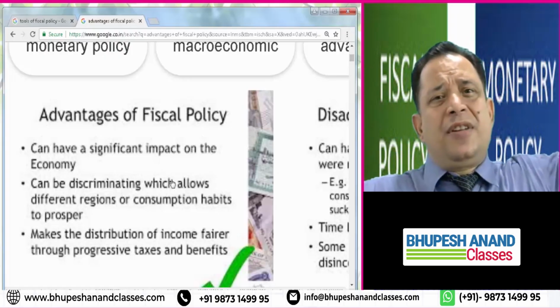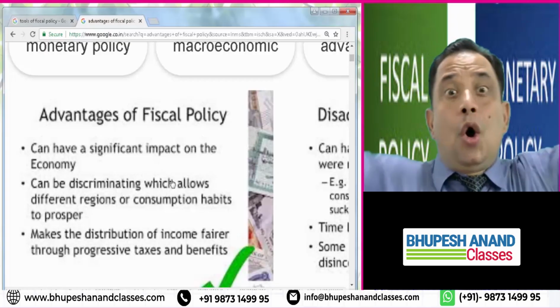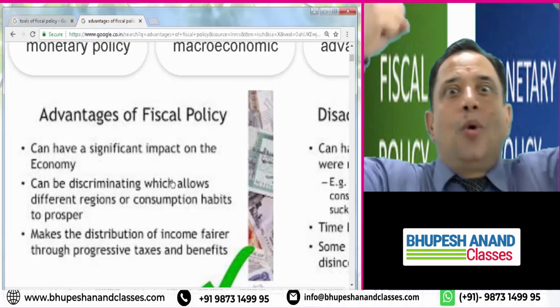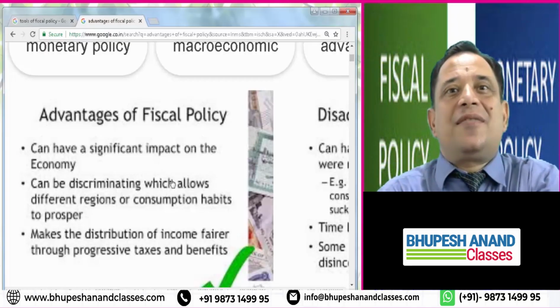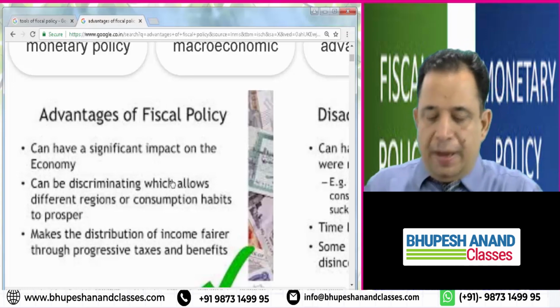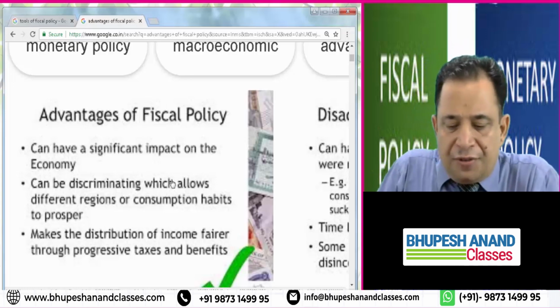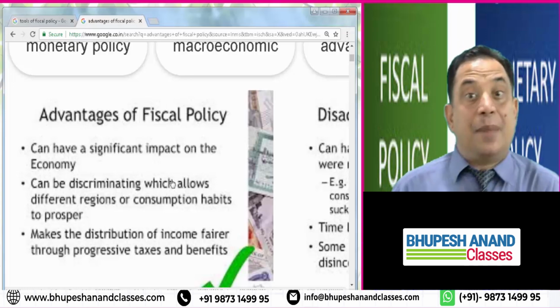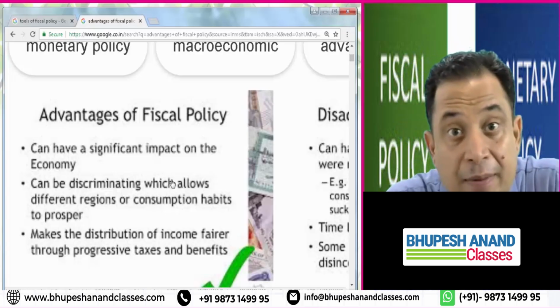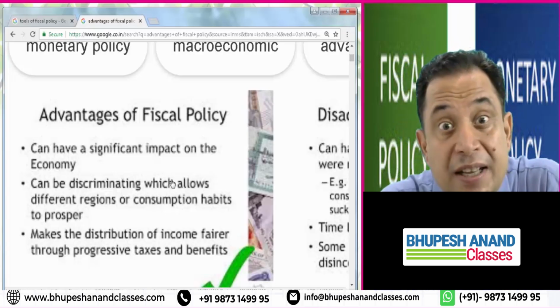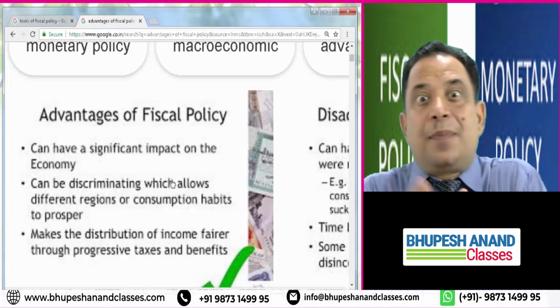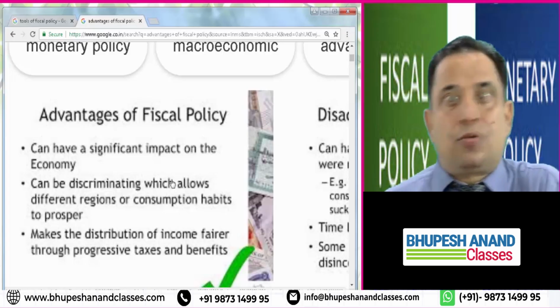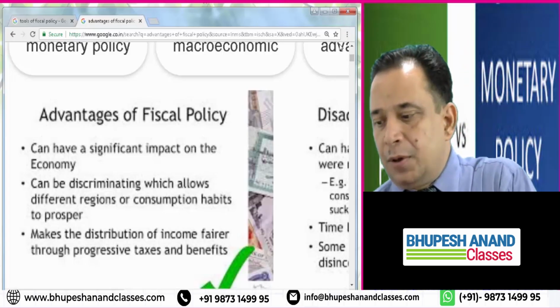There should not be any difference between this region and that region. All the regions should grow. That is the main objective of fiscal policy. Make the distribution of income fairer through progressive taxes and benefits. It means income tax and wealth tax are progressive in nature, and once they are progressive, we can charge more tax from the rich people as compared to the poor people.